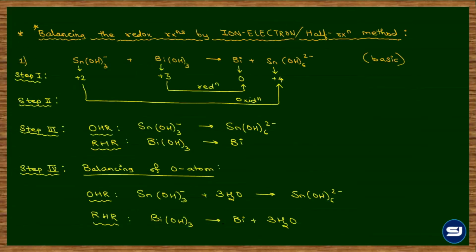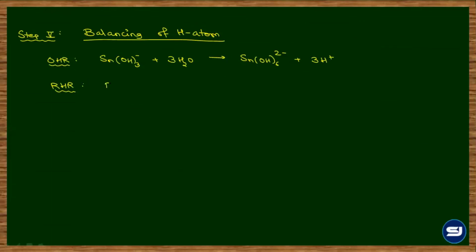We have 3H on the left and 6 on the right. So we'll add 3H plus on the left, right? So 3H plus giving Bi and 3H2O.